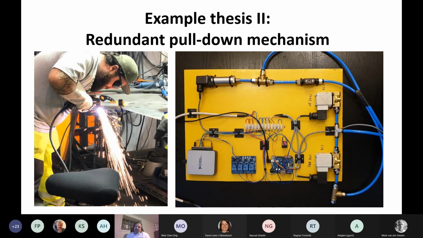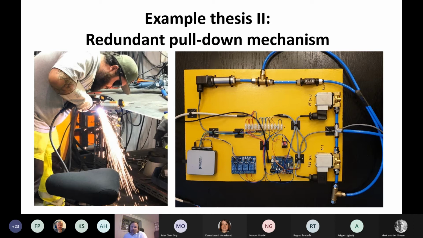And if you go to the next slide, here is just another example of what some students did for us. I will not explain exactly what this is about. It is still our secret, but it is a redundant pull-down mechanism for our fish cage, which is quite useful in case of an emergency, or if there is a problem with the existing pull-down mechanism.